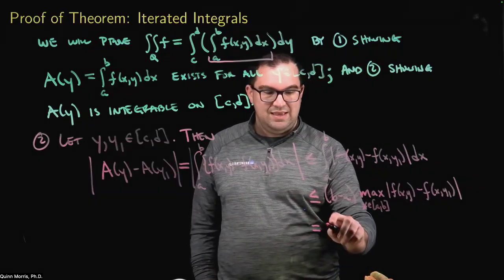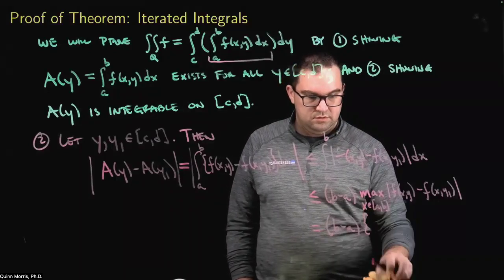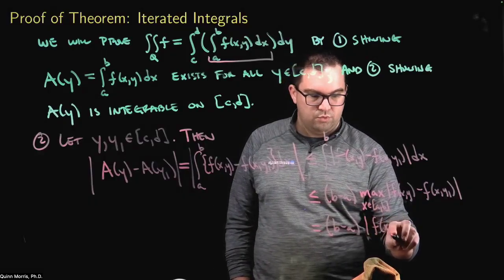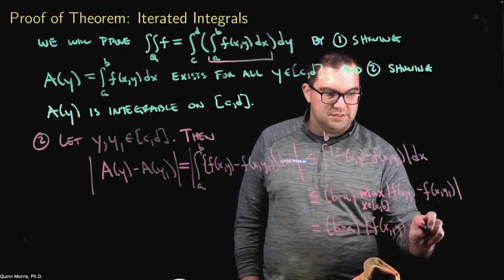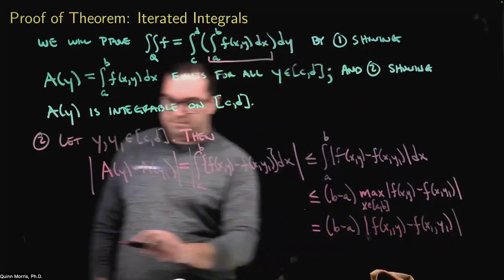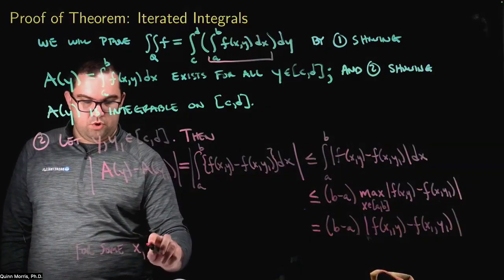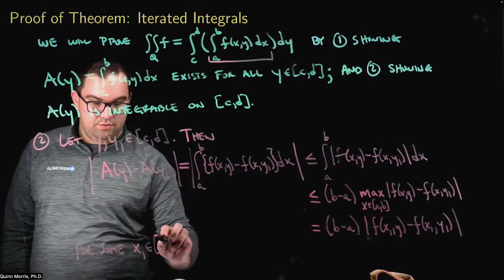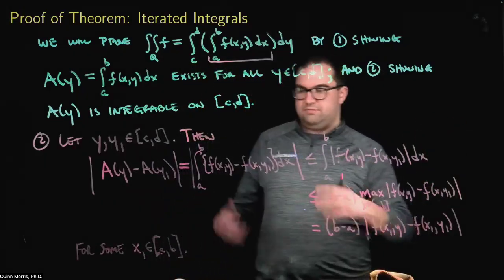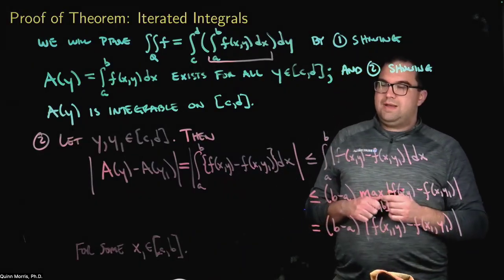So I can actually say that this is equal to b minus a times the absolute value of f of x1 y minus f of x1 y1 for some x1 in the interval AB. I don't know which one. In fact, there's not necessarily a unique one. It could achieve its maximum value at multiple places, but there's some value where it does. Okay. Why does this help me?